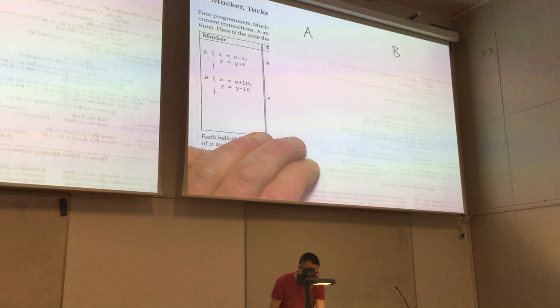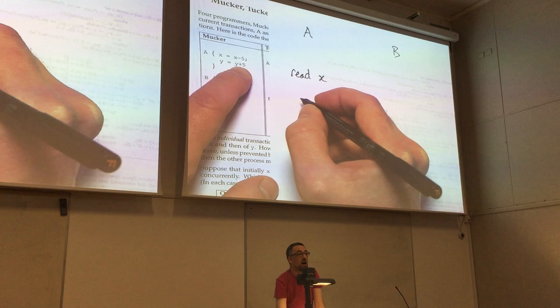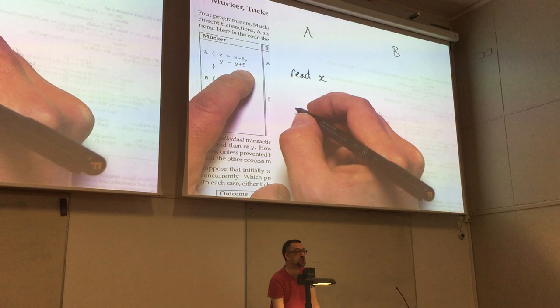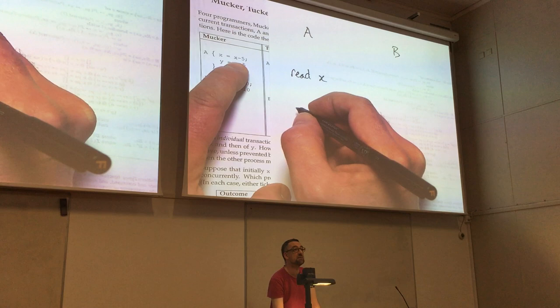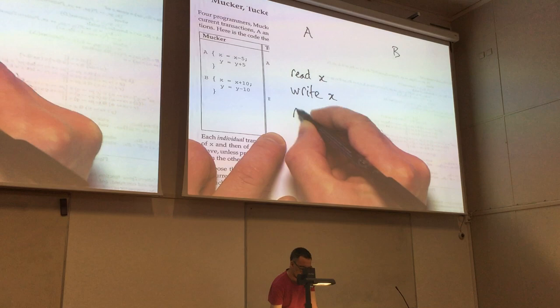What A is going to do is read X, because in order to evaluate one of these assignments, you first of all have to evaluate the expression on the right-hand side of the equal sign. And that means you've got to look up all the variables that occur in that expression in left-to-right order. So we've got to look up X in order to figure out what X minus 5 is. And then that code will write X. And then it will read Y. And then we'll write Y.